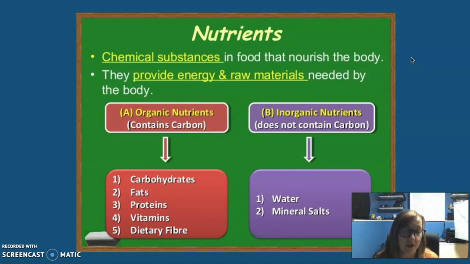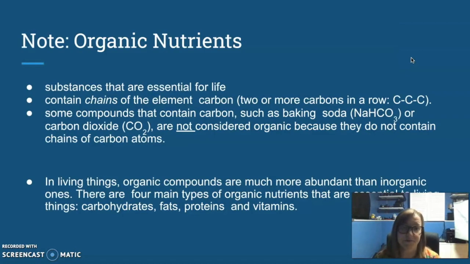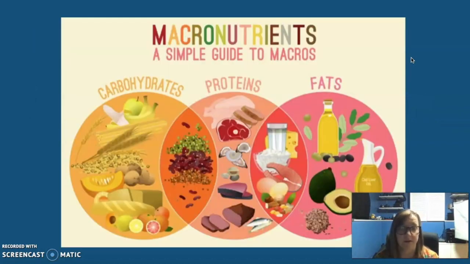You need to have chains of carbon, which are found in your carbohydrates, your fats, your proteins, your vitamins, and your fiber. So, organic nutrients. They're essential for life. Chains, like I just said, chains of carbon. And in living things, organic compounds are more abundant than inorganic ones. So we have more carbohydrates, fats, proteins, and vitamins in our body than we have inorganic.